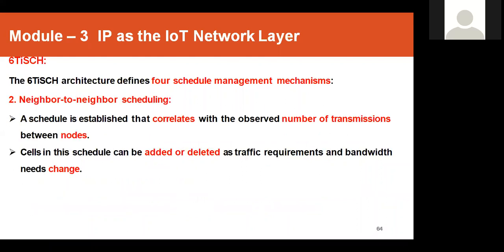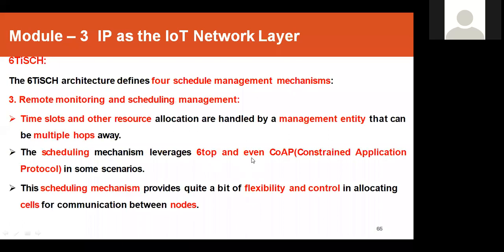Second schedule management mechanism is neighbor to neighbor scheduling. That means this is used to establish the cells based on the observed number of transmissions between the nodes, because you have some number of nodes nearby you, neighbor to neighbor. When you want to schedule them, then it can be used. Cells in the schedule can be added or deleted. That means you can add any number of neighbors, or they can be deleted, depending upon the traffic requirements or bandwidth needs. That means it can be done by your choice only.